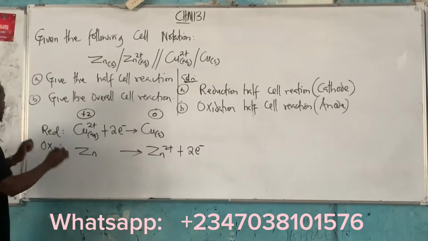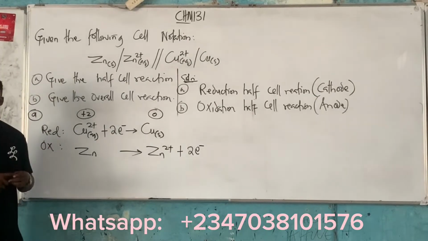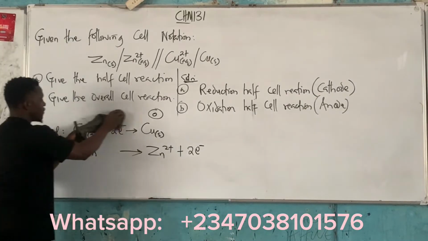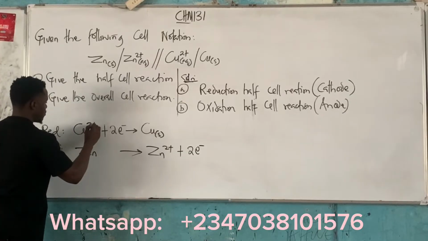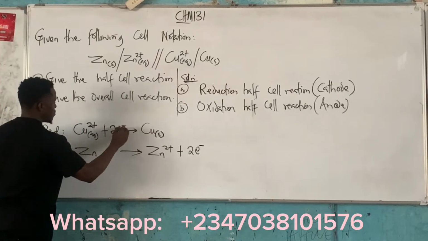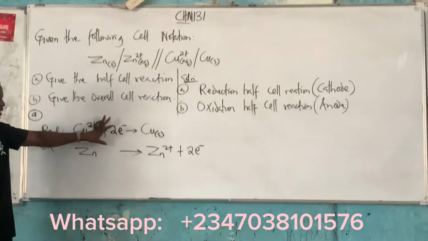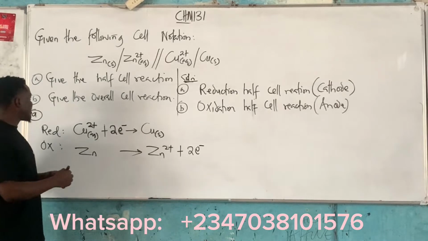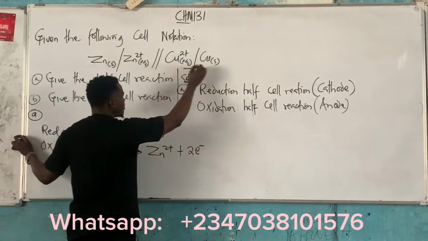This is the first answer, the first solution. They asked us to give the half cell reaction, so we've given the half cell reaction. The reduction half cell is taking place at the cathode, which is the right hand side.